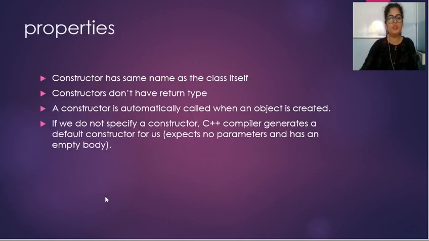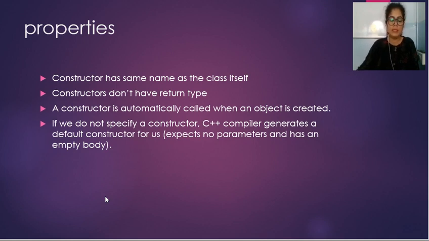Next is properties of constructor. Properties means what are the attributes of the constructor. Now the first thing is, the constructor has the same name as the class name. A constructor always has the same name as the class name. If I am giving the name sum to the class, the name of the constructor will be sum.